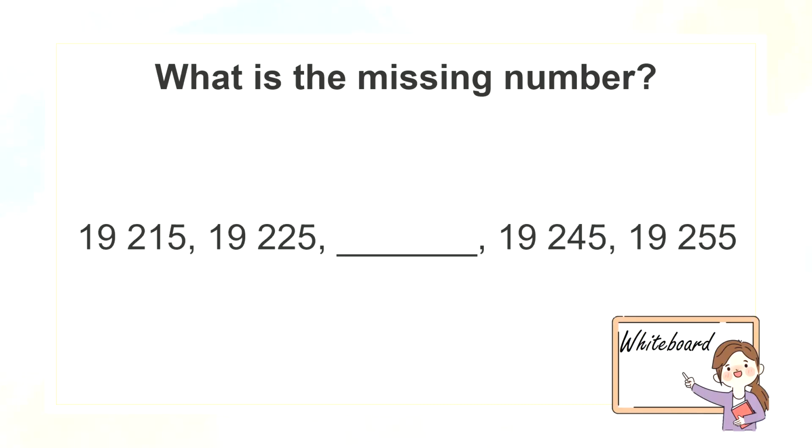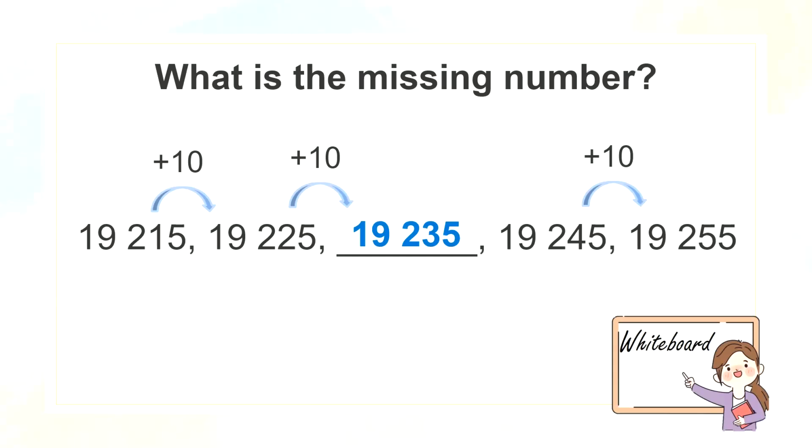Now, let's look at this set of numbers. Can we tell what is the pattern? If you notice, actually the pattern is the same as the previous slide. We add 10 to get the next number. And here we can check that we still add 10 to get the next number. Hence, we know that the missing number is 10 more than 19,225. And what number is this? It is 19,235.